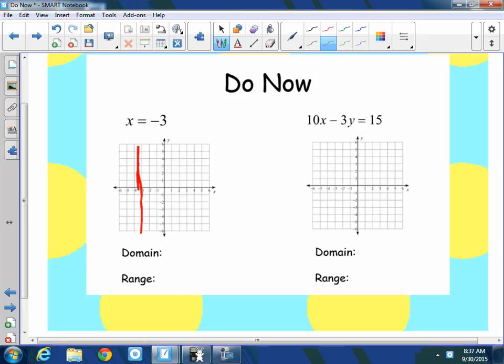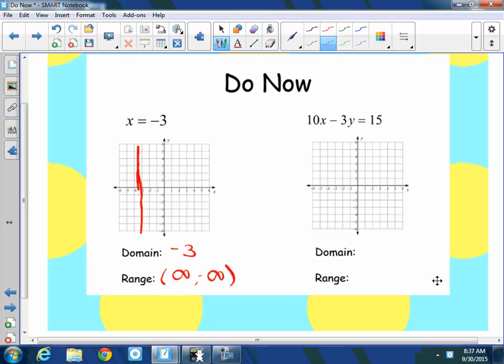So what would be your domain? Negative 3. Just negative 3, because your domain will be on x, and all your x's are on negative 3. Okay, what about your range? Very good. It keeps on going, so from positive infinity to negative infinity. Good job.